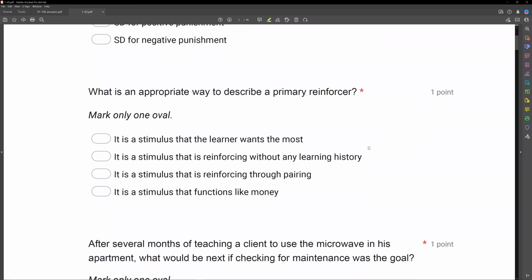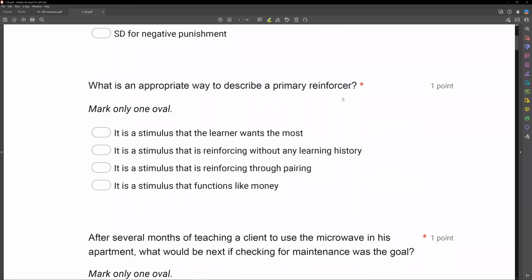What is an appropriate way to describe a primary reinforcer? Now remember, we have two main types of reinforcers, right? We have conditioned and we have unconditioned. Our unconditioned reinforcers are also known as primary reinforcers. Our conditioned reinforcers are known as secondary reinforcers. So in this case, we want to describe a primary reinforcer, also known as an unconditioned reinforcer.